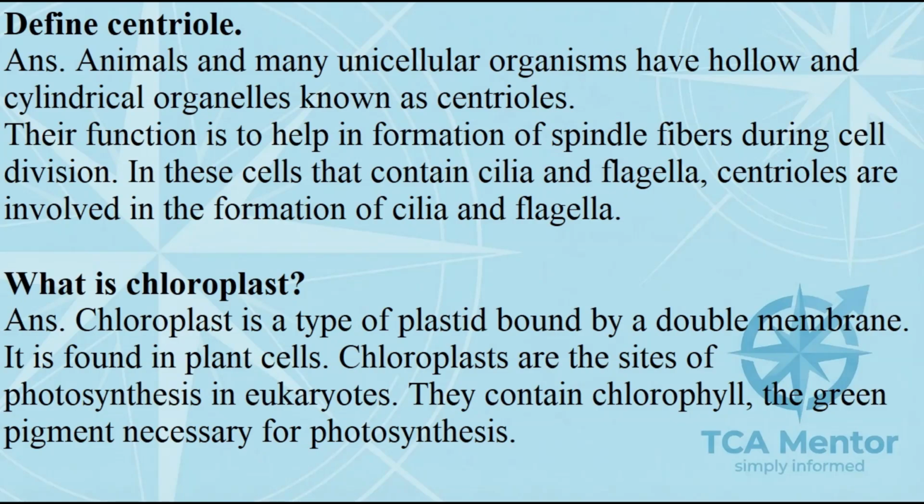What is chloroplast? ANS. Chloroplast is a type of plastid bound by a double membrane. It is found in plant cells. Chloroplasts are the sites of photosynthesis in eukaryotes. They contain chlorophyll, the green pigment necessary for photosynthesis.